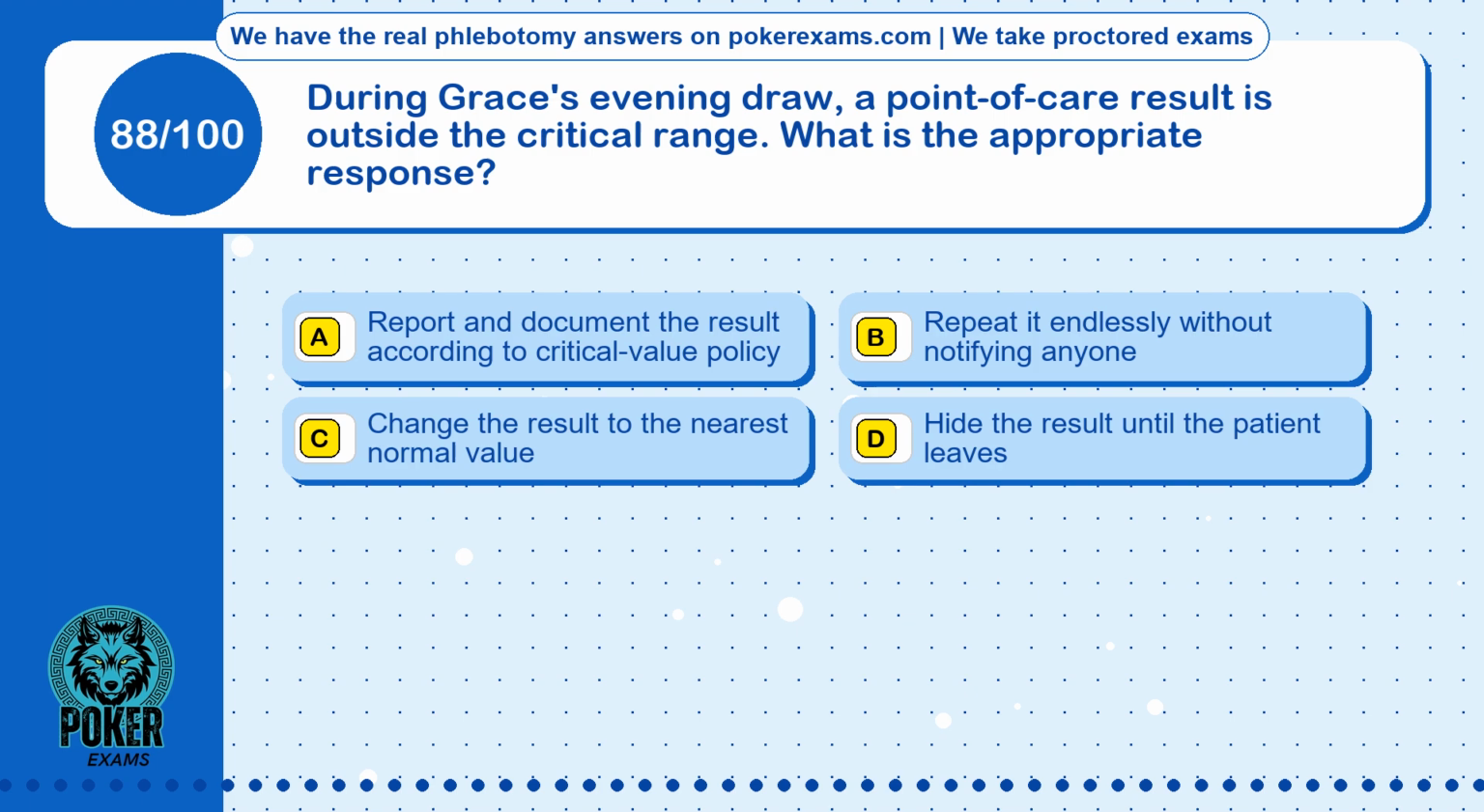Question 88. During Grace's evening draw, a point-of-care result is outside the critical range. What is the appropriate response? Option A. Report and document the result according to critical value policy. Option B. Repeat it endlessly without notifying anyone. Option C. Change the result to the nearest normal value. Option D. Hide the result until the patient leaves.